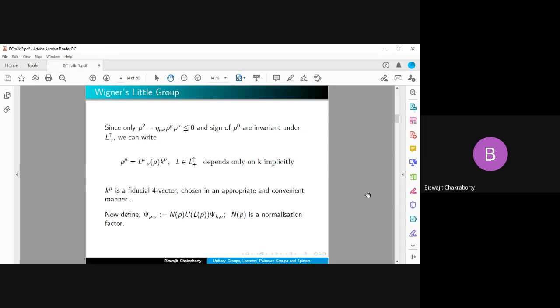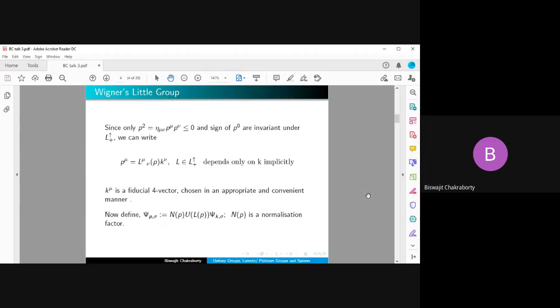So now, you see, what are the invariants? The p square, which is eta mu nu p mu p nu, in our signature convention is negative definite. It can be exactly 0 for a massless particle, otherwise for a massive particle it is strictly less than 0. The sign of p naught is invariant under the proper orthochronous Lorentz group, because we are not considering time reversal transformation. Also, we are not considering space reversal or parity transformation.